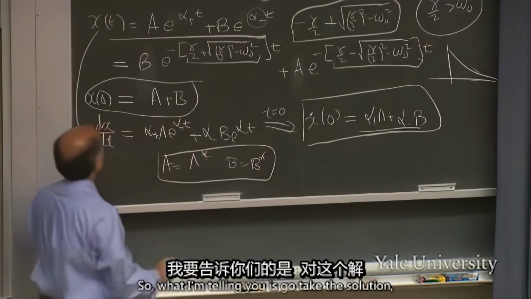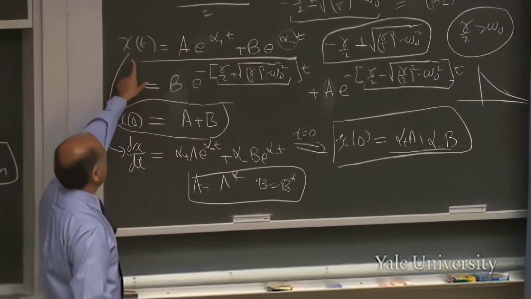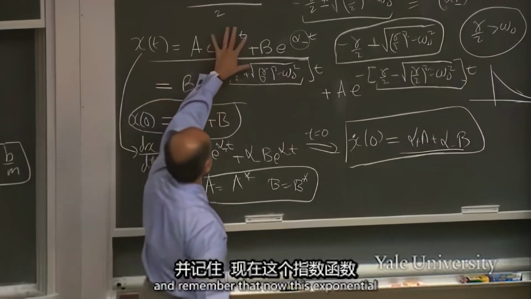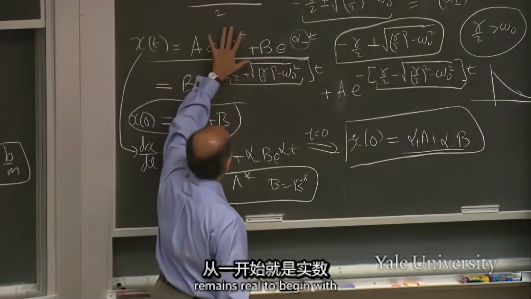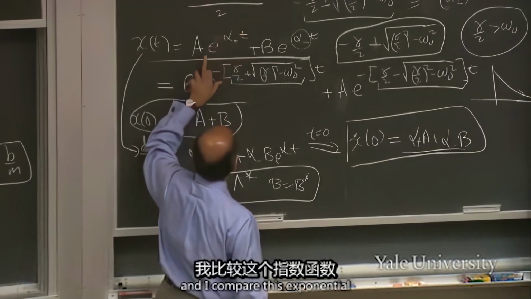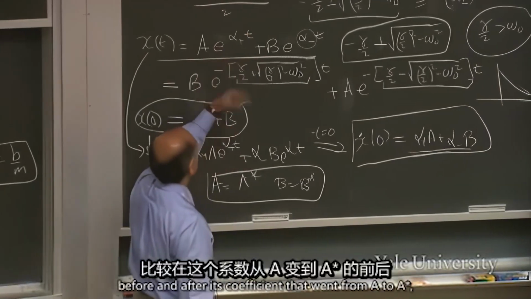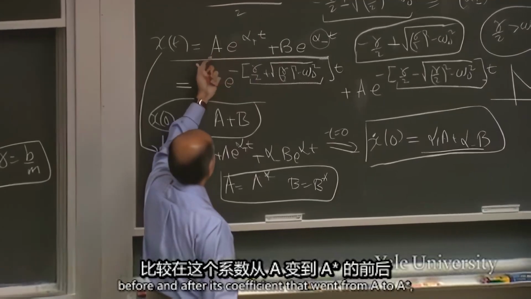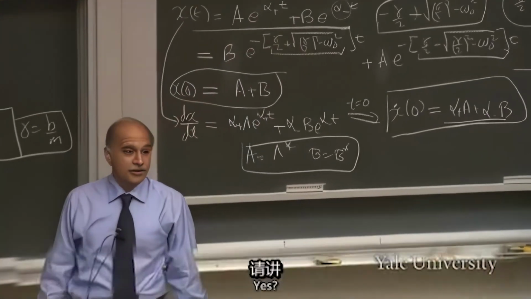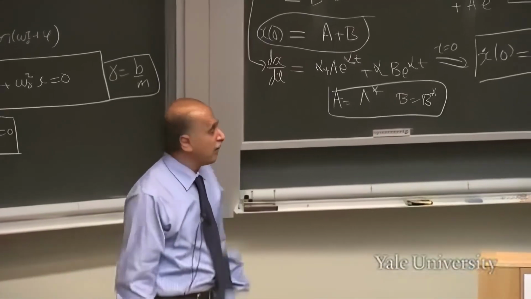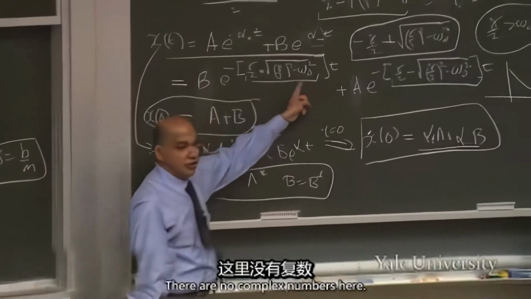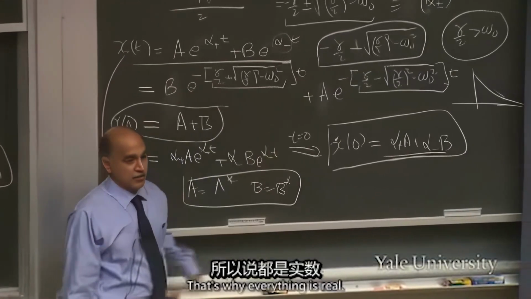So what I'm telling you is go take the solution, conjugate it, and equate it to itself. And remember that now this exponential remains real to begin with, so it doesn't go into anything. It remains itself. And I compared this exponential before and after its coefficient that went from A to A star. They have to be equal, so A is A star and B is B star. Yes? Why is this real now? Well, look at these functions. There are no complex numbers here. That's why everything is real.